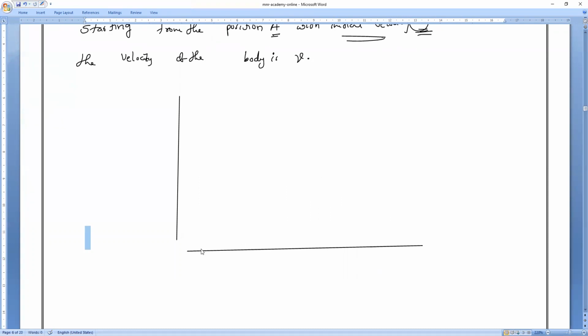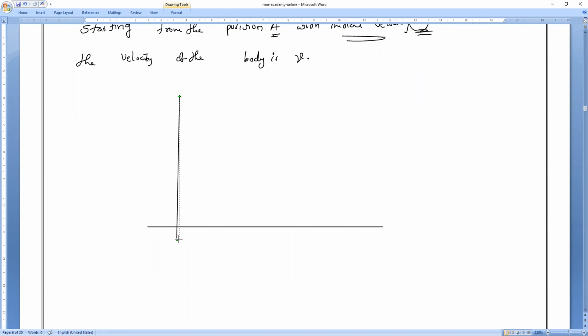Same way I draw it neatly, take the scale and draw it. Any doubt, anybody can ask. Graph is very important for all the three equations.